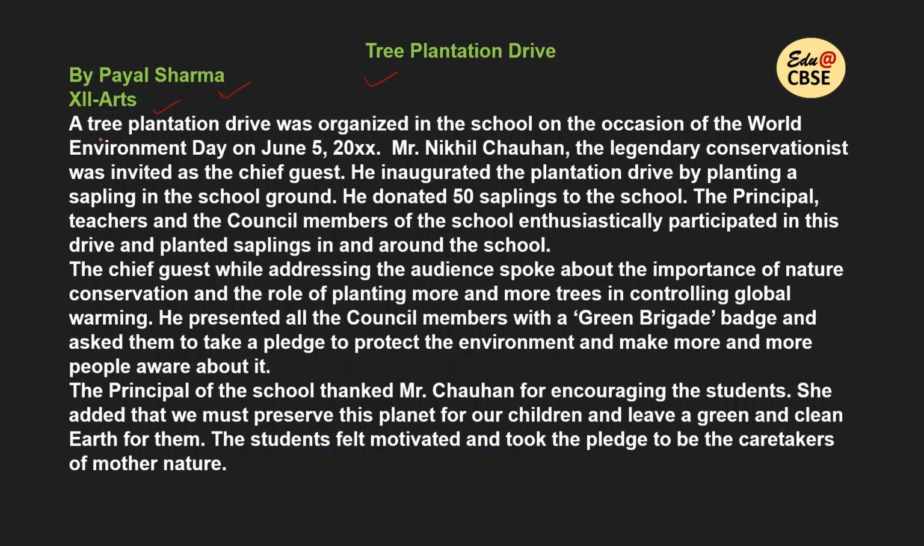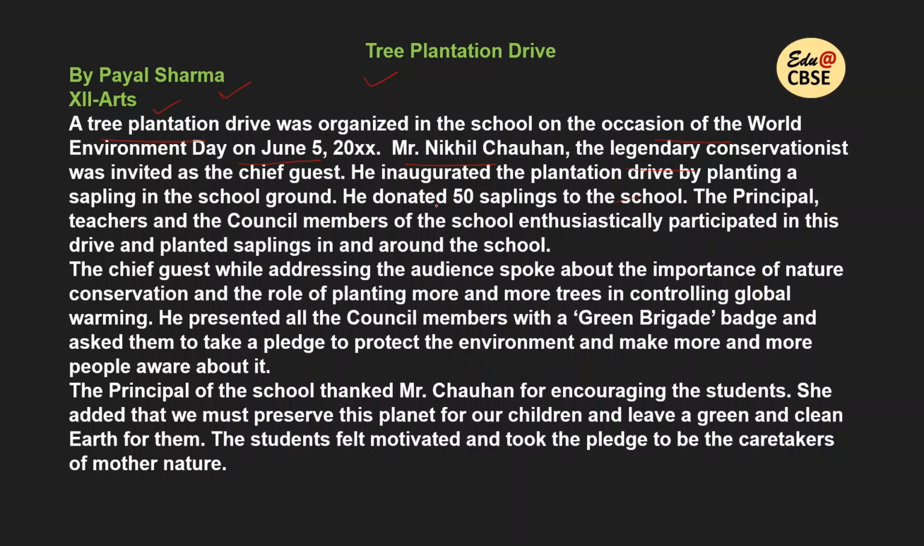Now let's see what we have given in the first paragraph. So tree plantation drive: what is the report that we are writing about? It was organized in the school on the occasion. So what was the occasion? Why the drive was carried on. Then the date. Who was the chief guest? In case you don't want to write any chief guest for a tree plantation drive, again, it's your choice. But since it is a tree plantation drive, the chief guest was a conservationist, a legendary conservationist. He was invited as the chief guest. So he inaugurated the plantation drive by planting a sapling. So this is a logical sequence.